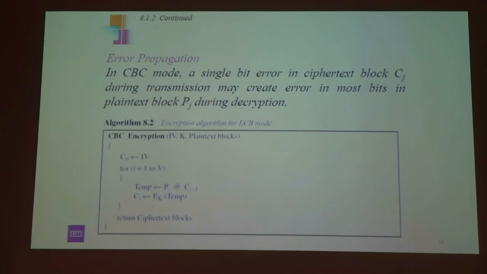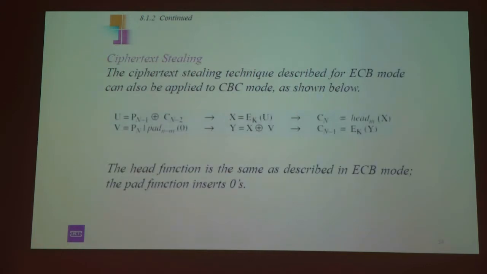How about the error propagation? In the CBC mode, a single bit error in the ciphertext block, C, for example Cj, during the transmission may create errors in most bits in the plaintext block Pj during decryption. The same thing, we don't have to do padding. We do bit stealing whenever we need to beef up the last block.